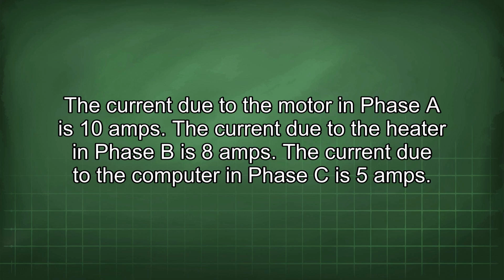The current due to the motor in phase A is 10 amps. The current due to the heater in phase B is 8 amps. The current due to the computer in phase C is 5 amps.